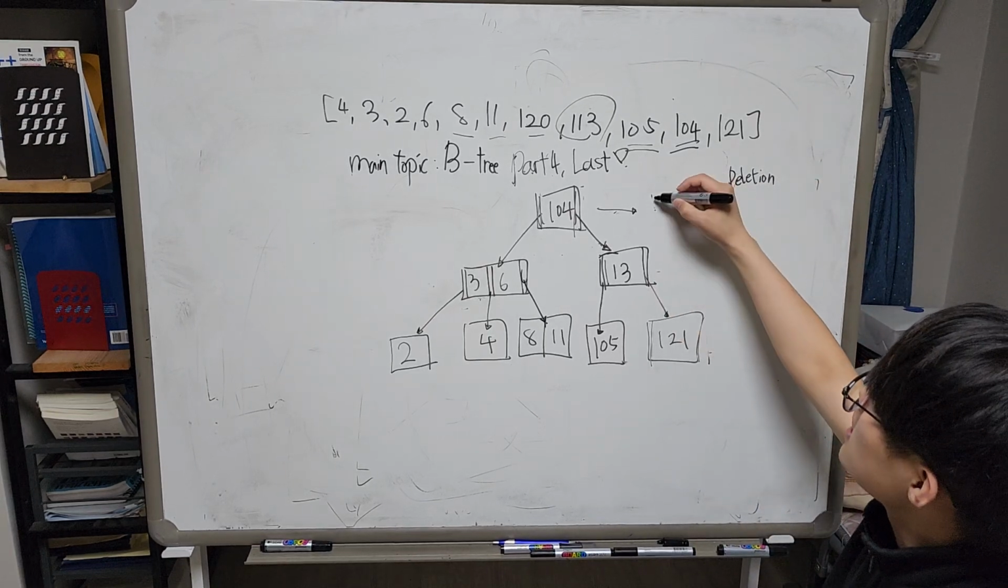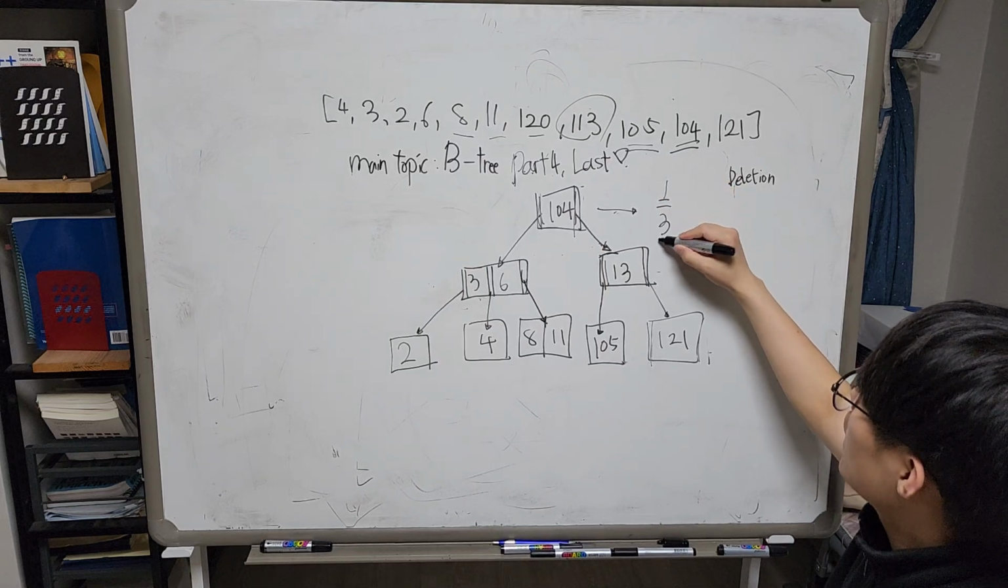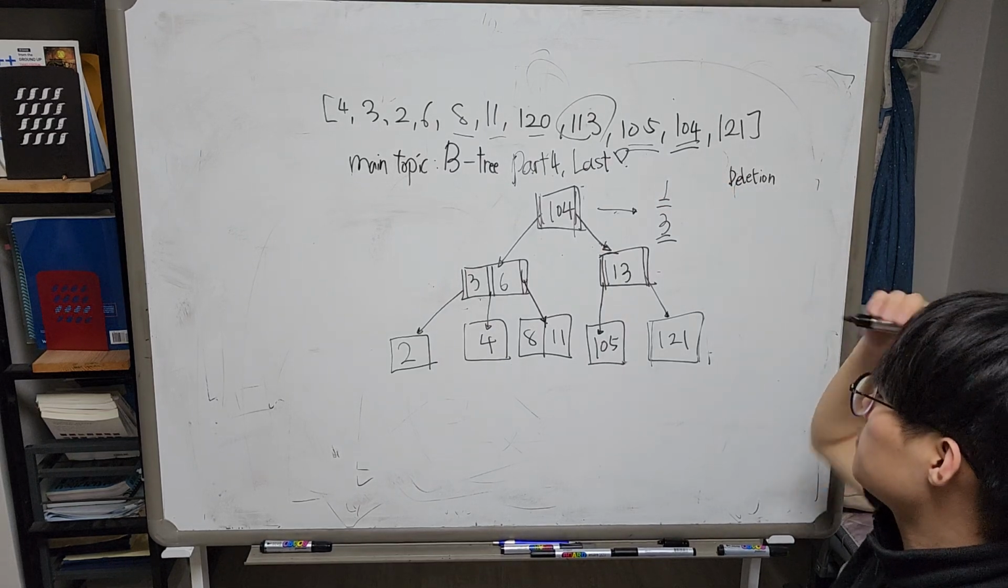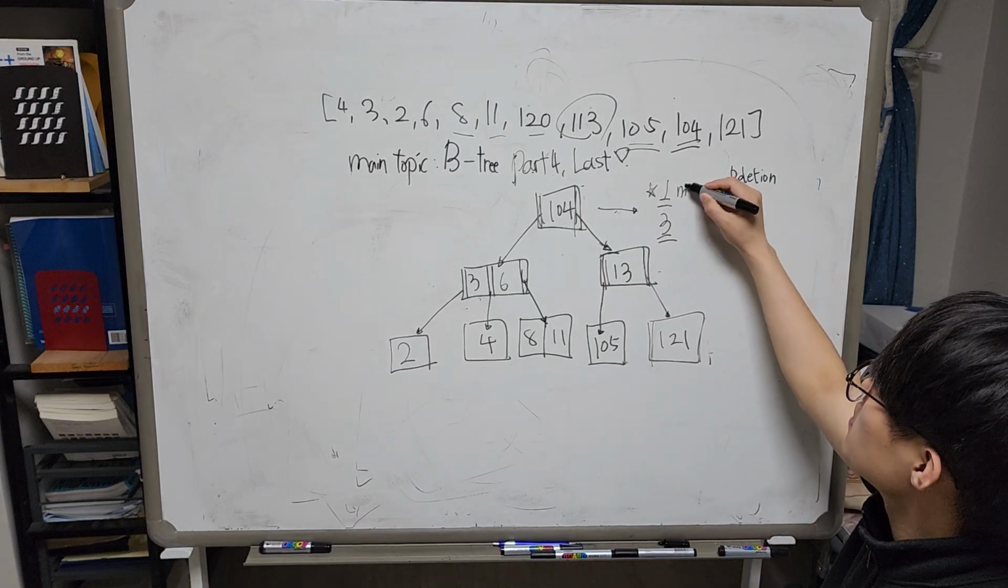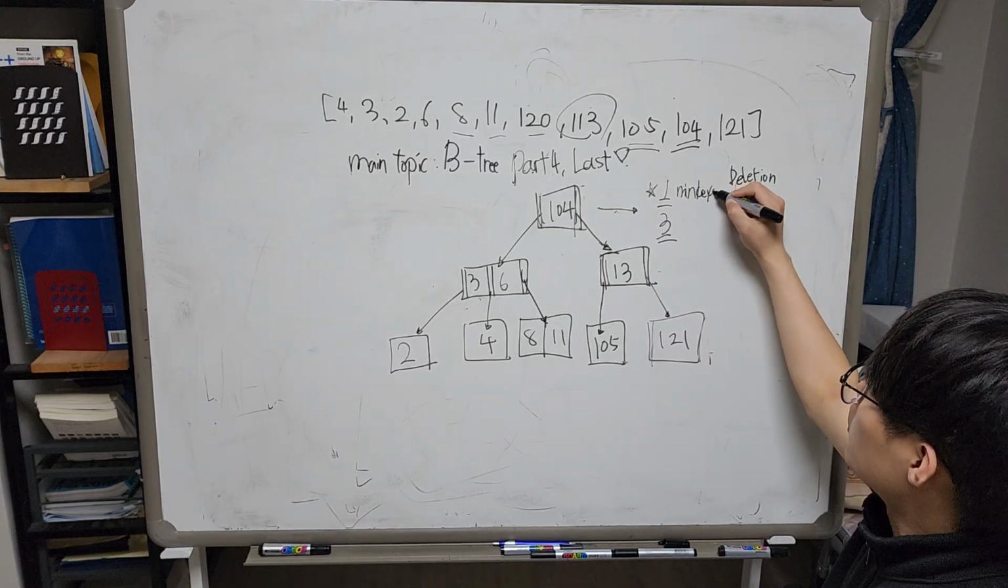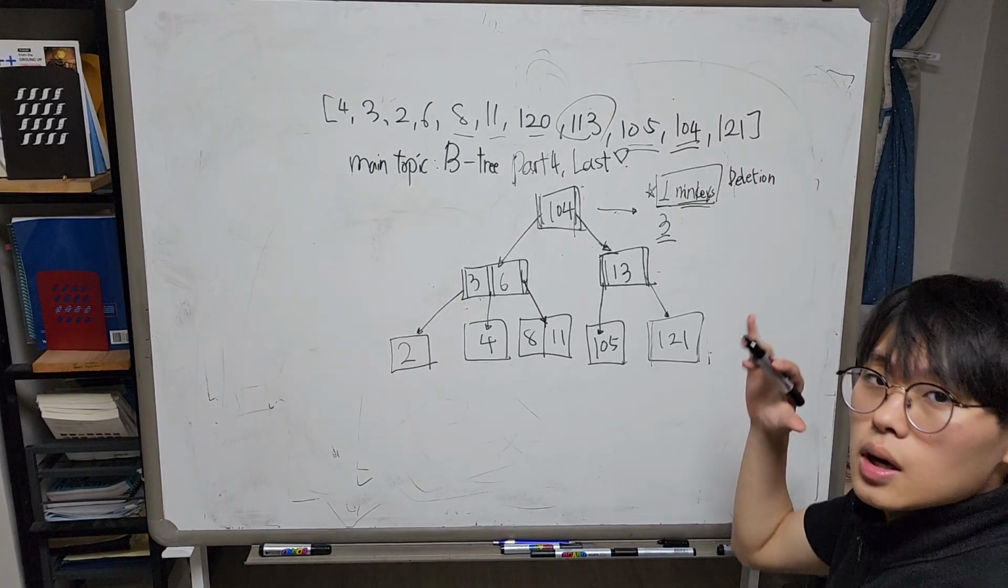The minimum keys is 1. Our max keys is 3. I think the core thing is 1, the minimum keys. You have to make sure that the node is not less than 1.